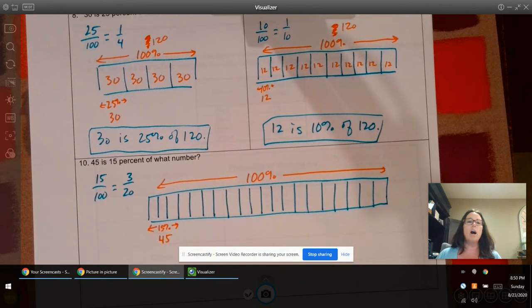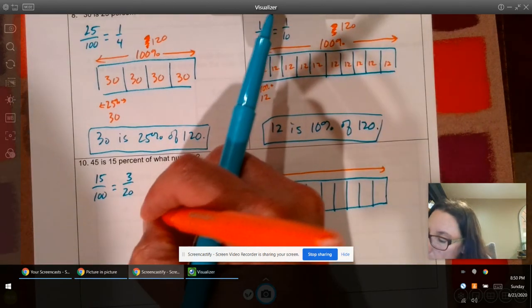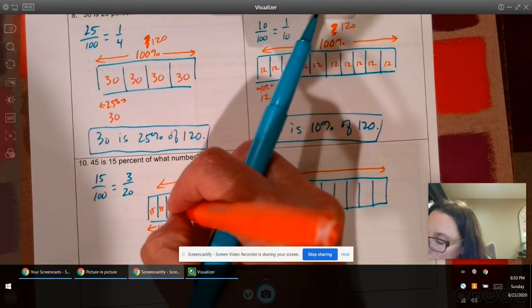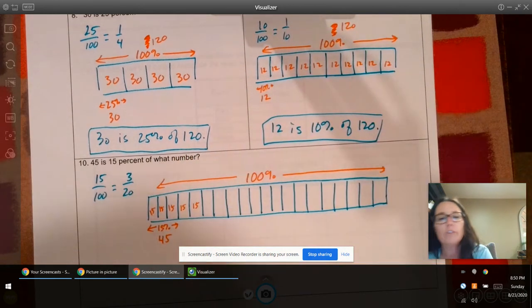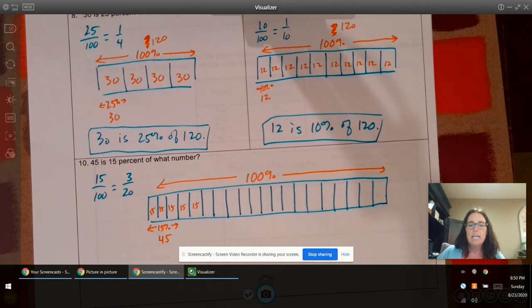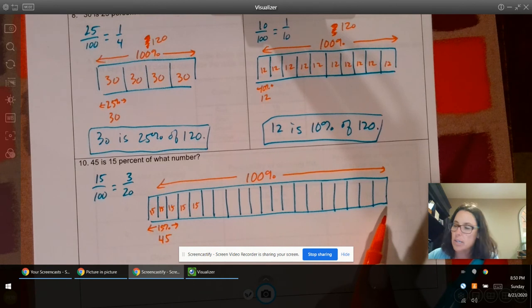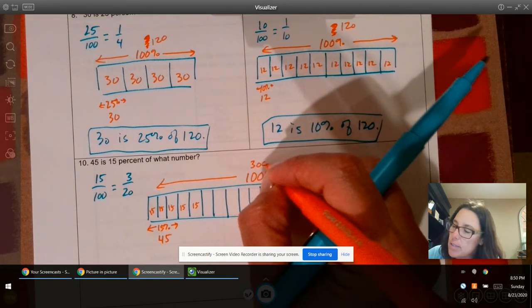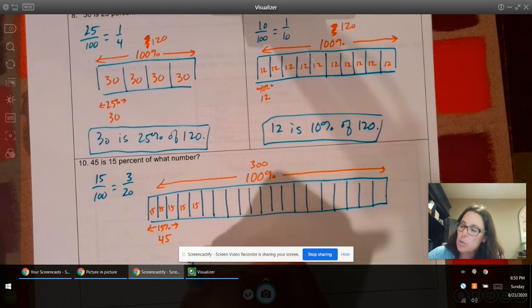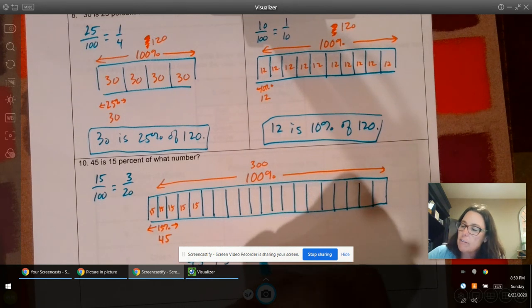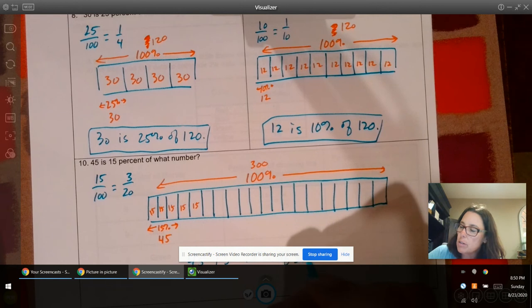All right, 3 boxes. How do we break up 45 into 3 boxes? Hopefully you're thinking 15 is the magic number. Okay, and I'm not going to write 15 out 20 times. So I just write a few. Okay. All right, now we can answer this. 20 times 15 is our answer. And that gets us 300. So 45 is 15% of 300.